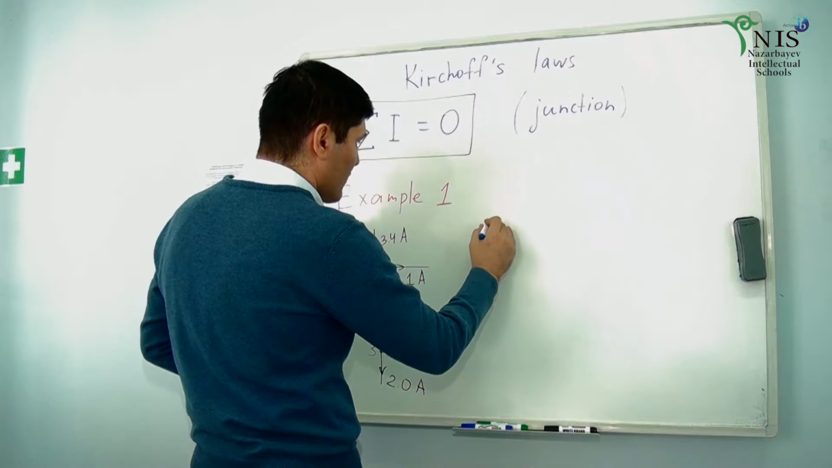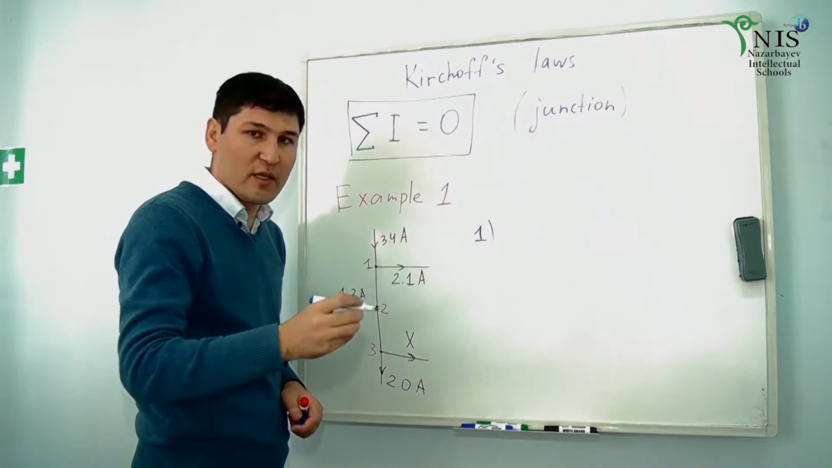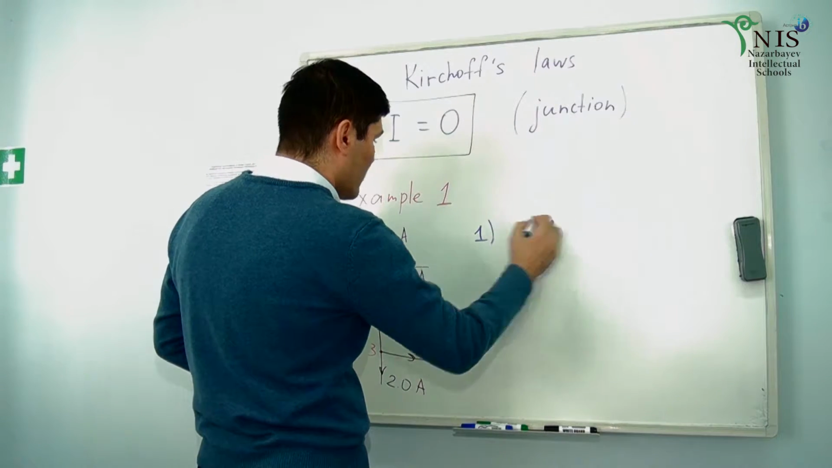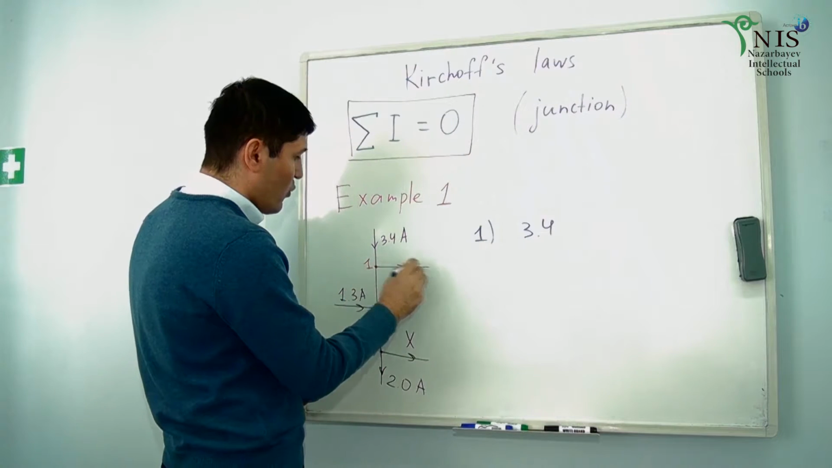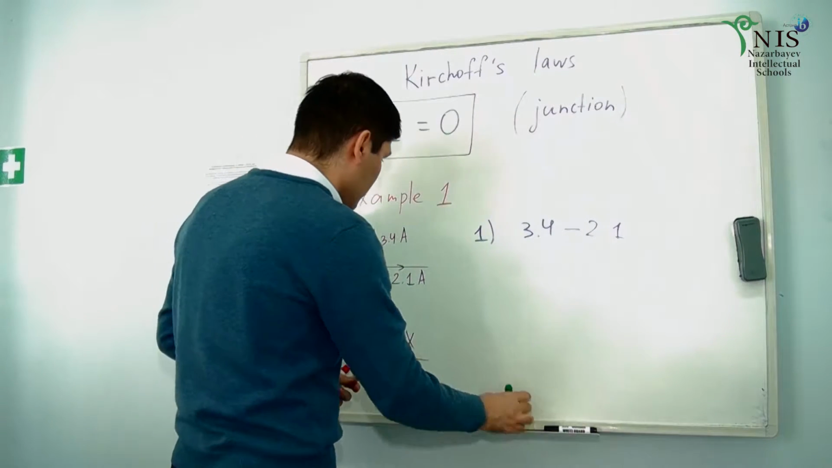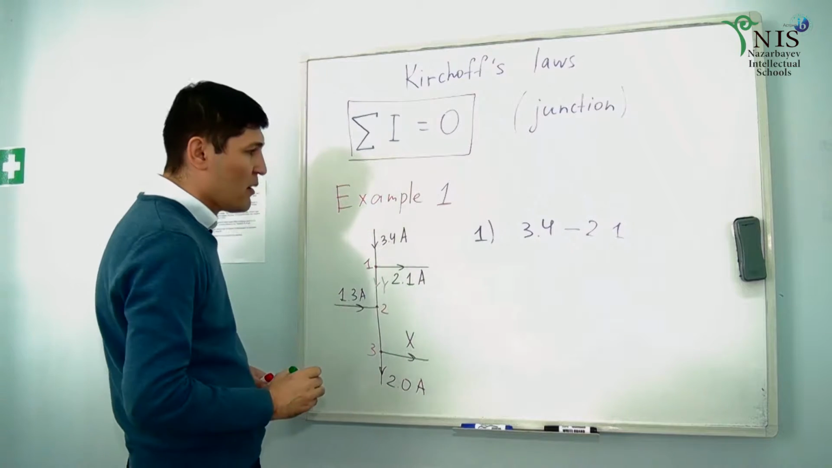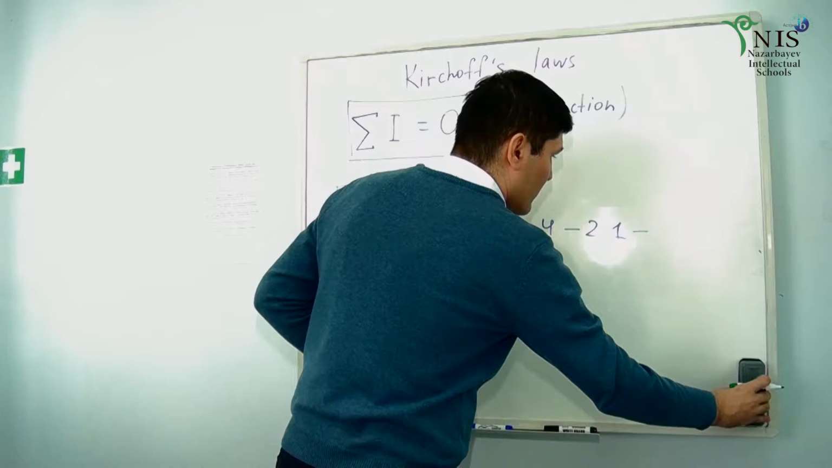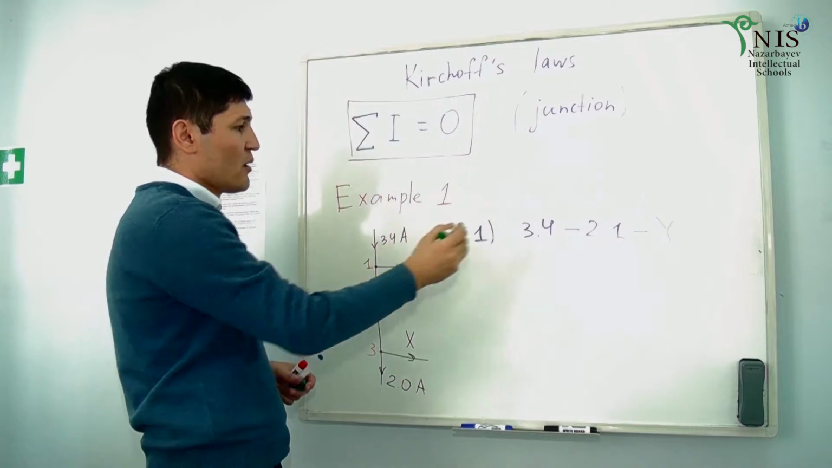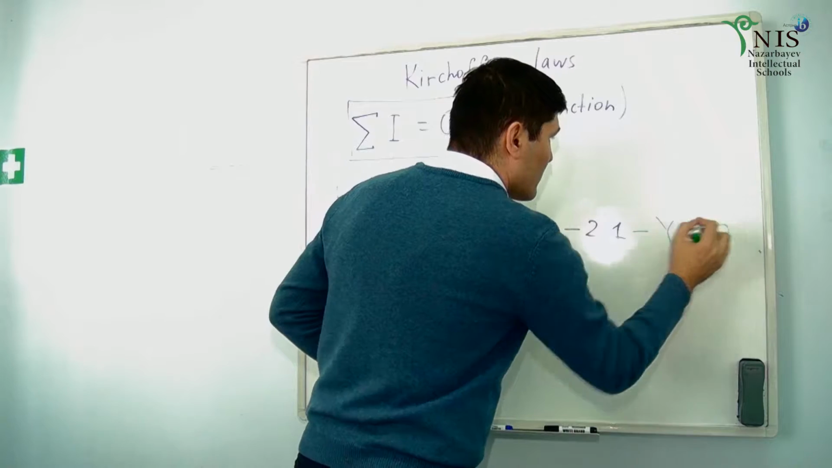So for the first junction, remember, current going into the junction is positive, current going out of the junction is negative. So we have 3.4 going in, positive, and 2.1 going out, that's why 2.1 is negative. And we have current going out of the junction, let's label it by a different letter. Let's say it's Y. Y is going out, therefore it's negative. So Kirchhoff's first law, the junction law, says the sum of all currents in the junction will be equal to 0. So this whole thing will be equal to 0.